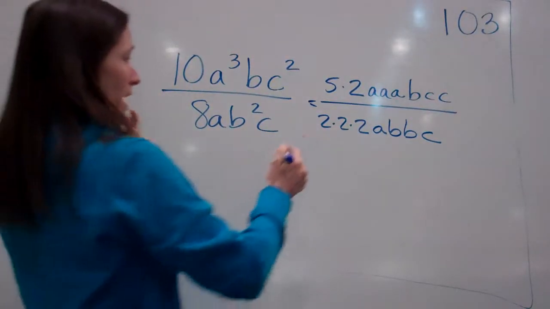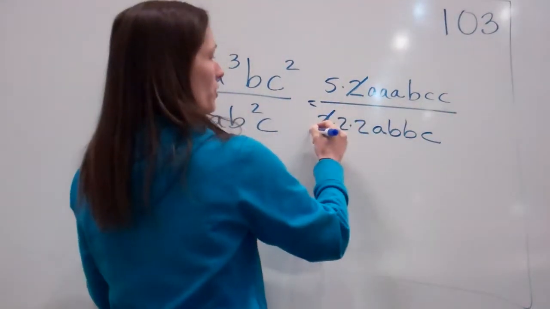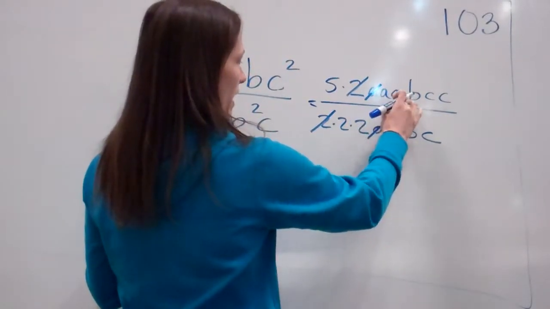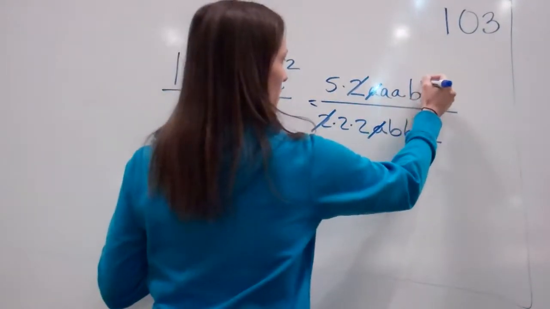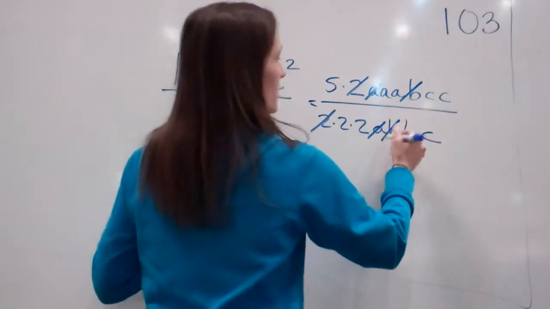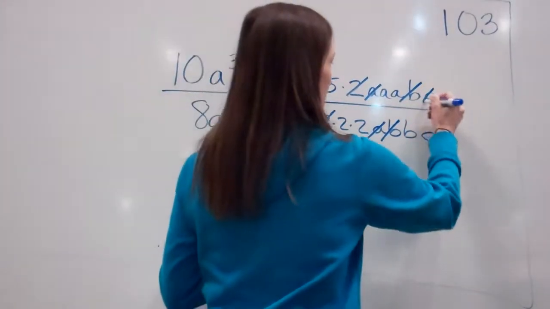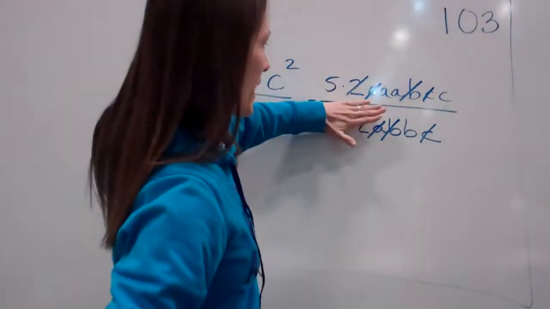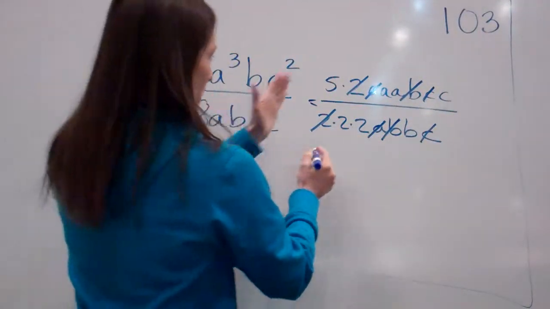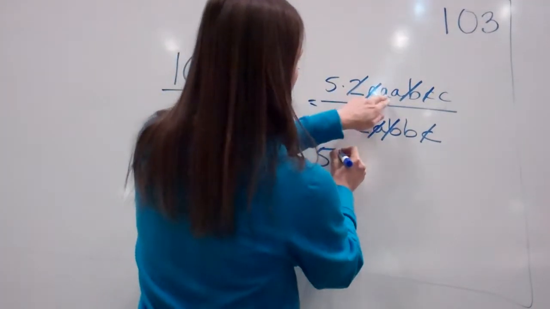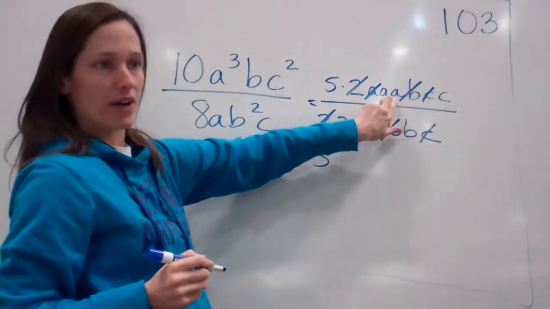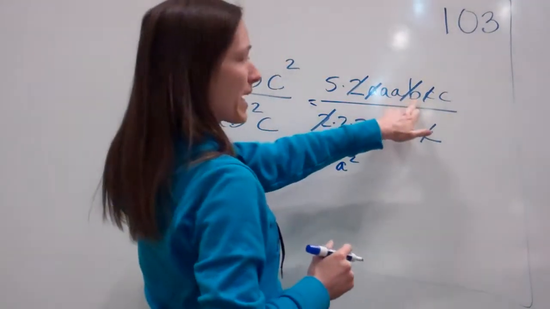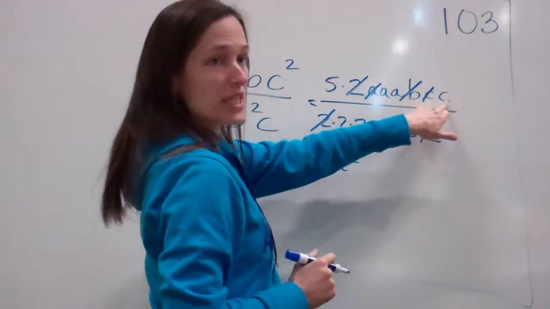Okay, now let's cross out. 2 and 2. A. Are there any more A's? No. B. Are there any more B's? Yes. C and a C. Okay? So basically everything that's crossed out can be erased. So I'm just going to bring everything else down. 5. How many A's do I still have left? 2. So A squared. Bring it all together. Any more B's left on top? Any more C's left? 1.